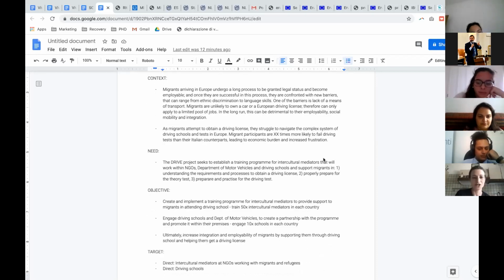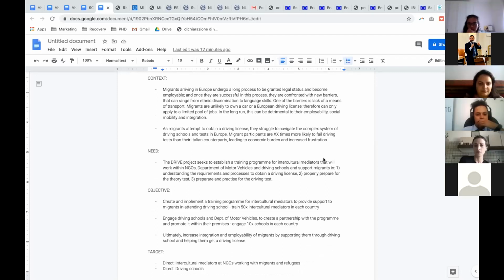So the DRIVE project, the aim is to establish, first of all, a training program for intercultural mediators that will then work with NGOs and driving schools in the partner countries, and that will deliver support and basically help for migrants to go through driving schools and to pass the driving tests.